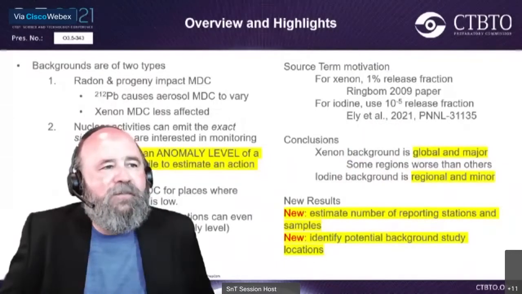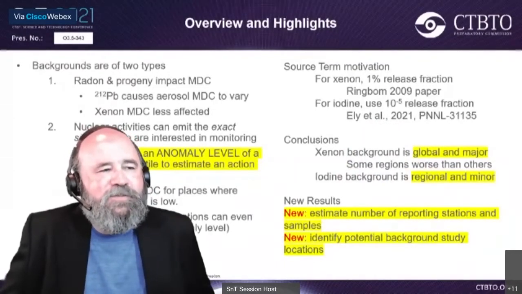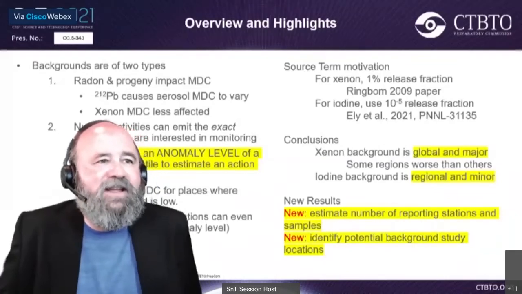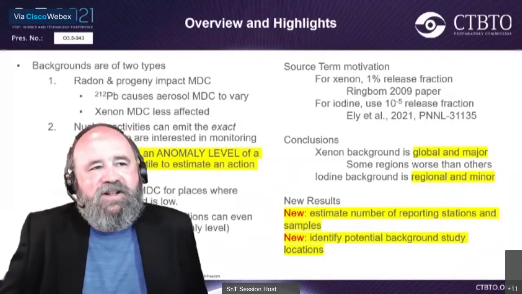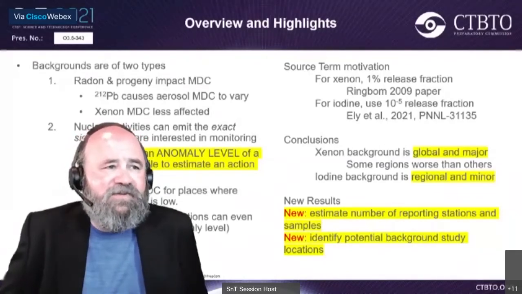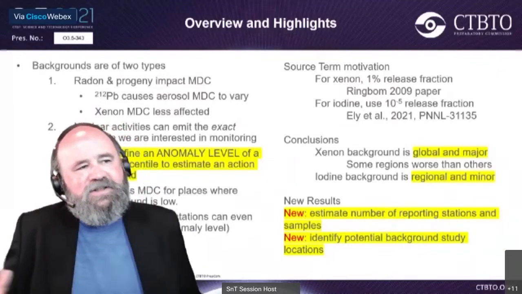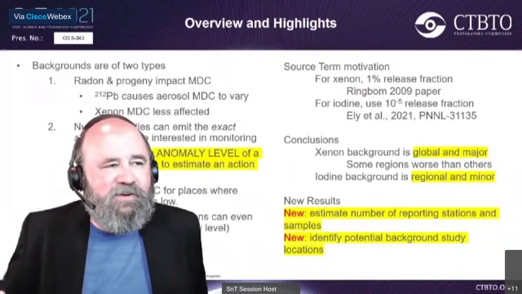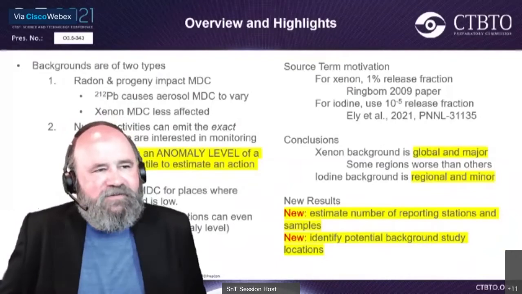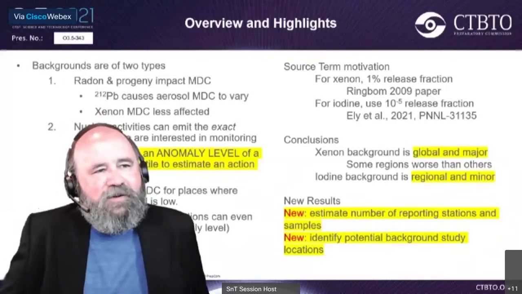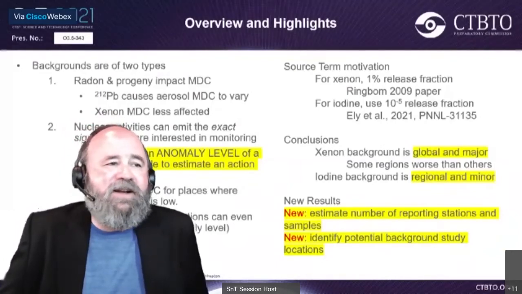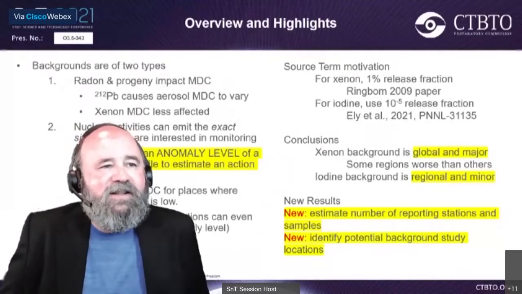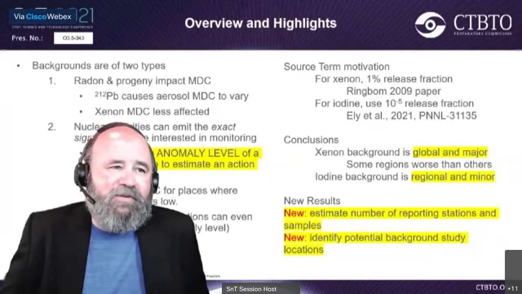Let's have a look over here. We're also going to look at a wide range of source terms, but my favorite one to talk about today is where we have a 1% xenon release and a 10 to the minus 5 iodine release. Now this is a made-up case. This is probably not a real-world case, but it's illustrative, and we'll work an example of that a little bit later. Our conclusions are that xenon background is global and major, and that iodine background is regional and minor.